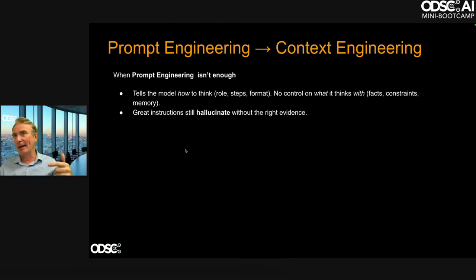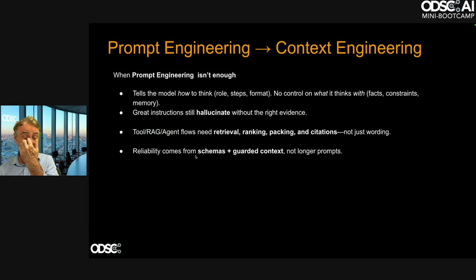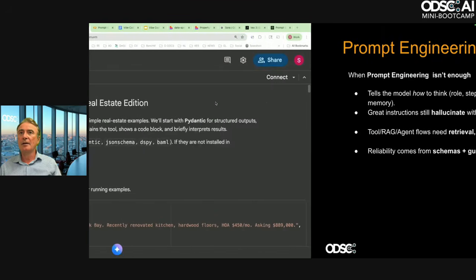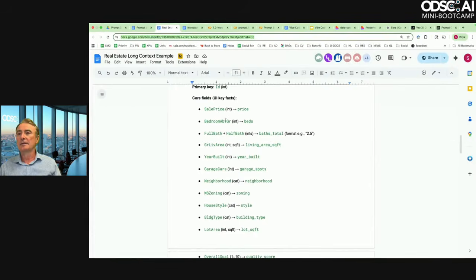And what I mean by the right evidence is: what's the ground truth here? And again, when an AI agent is calling a tool, or using retrieval augmented generation or an agentic workflow, they need ranking, packing, and citations, not just wording, right? They need more to work with. And they need reliability, and reliability comes from schemas and guarded context, not longer prompts, right? You can see this prompt here is missing many of those elements.